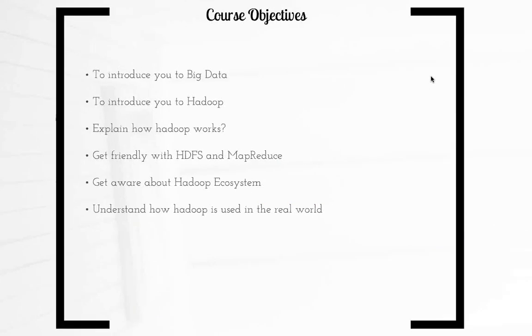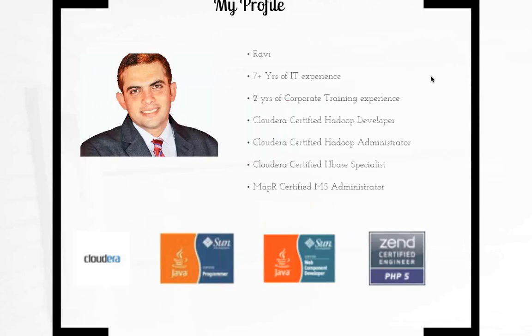A bit about myself. My name is Ravi. Soon going to be 8 years into IT. Couple of years I've been training customers, corporate as well as online. I'm a Cloudera certified Hadoop developer, Cloudera certified Hadoop administrator, Cloudera certified HBase specialist, and MapR certified M5 administrator. And early in my career, I did certifications on SCJP and Web Component Developer.